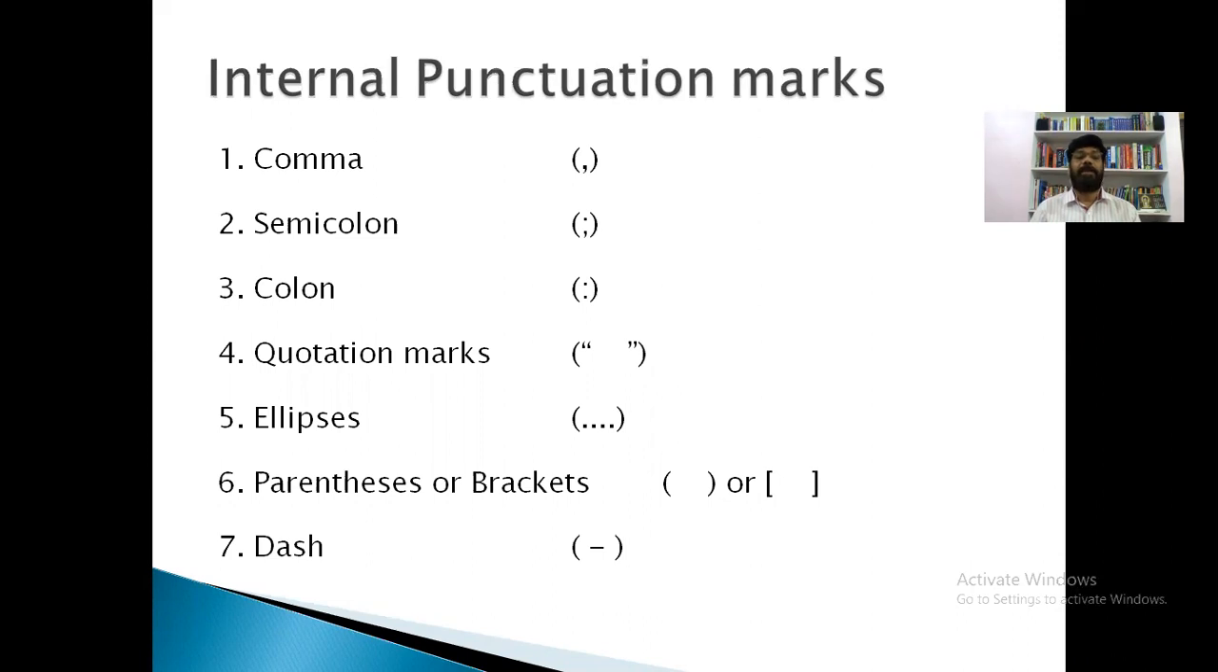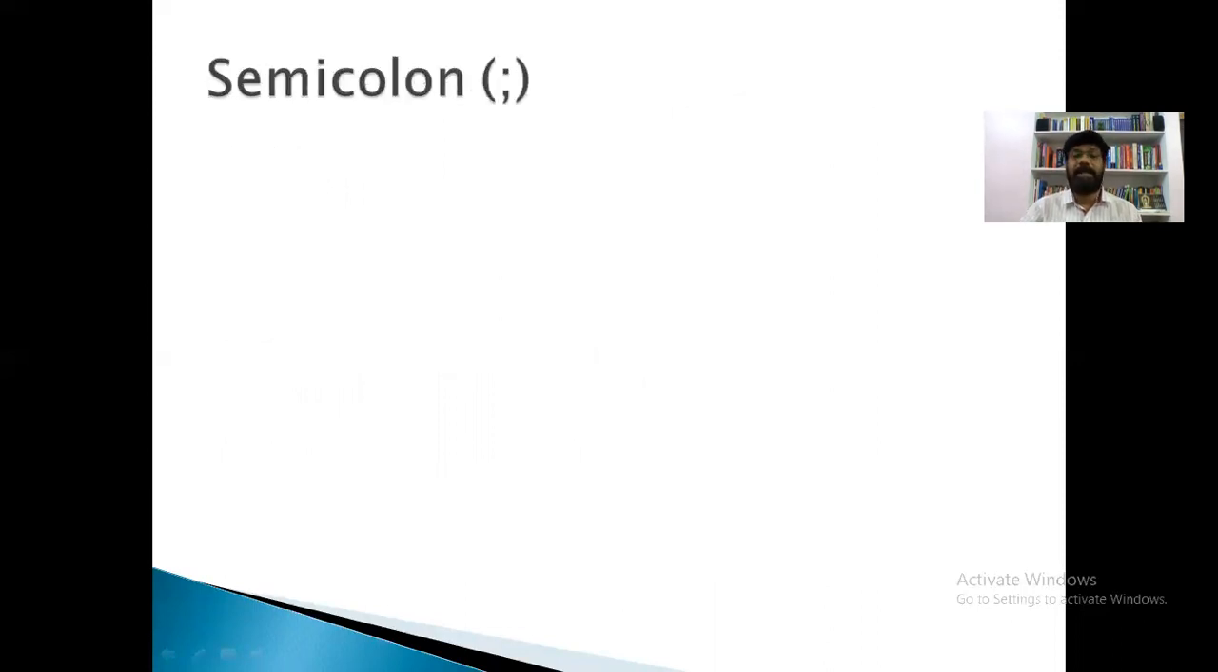So I told you there are some punctuation marks which are called internal punctuation marks: comma, semicolon, colon, quotation marks, ellipsis, parenthesis or brackets, dash. Okay, so these 7 are called internal punctuation marks. In our previous session, we completed the uses of a comma. Today, we are going to learn about semicolon, the uses of a semicolon. Yeah, let us start.